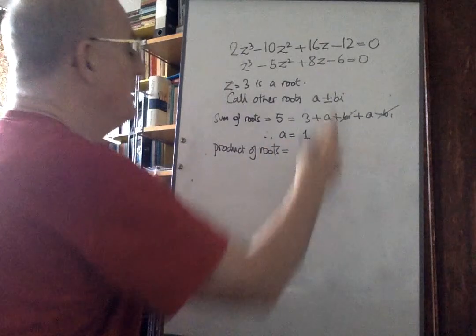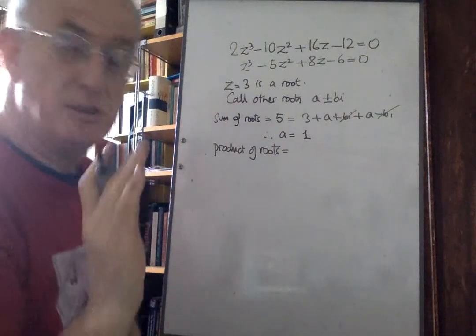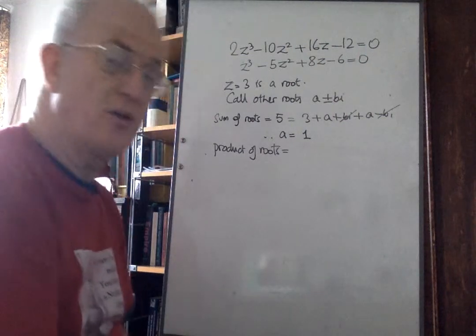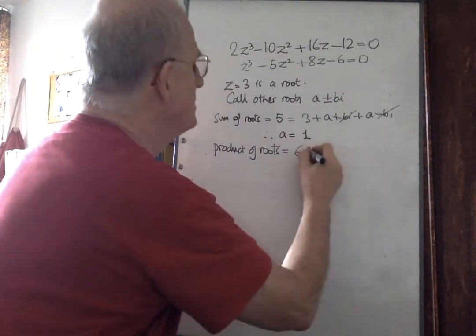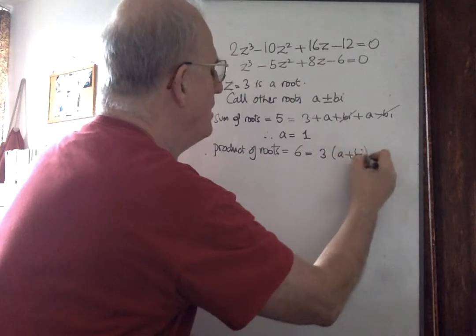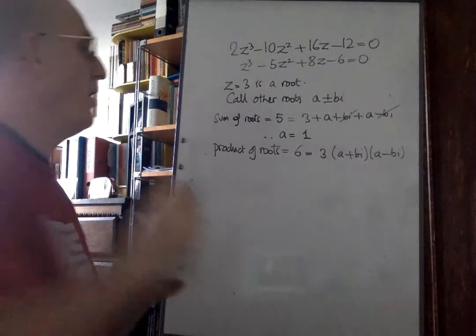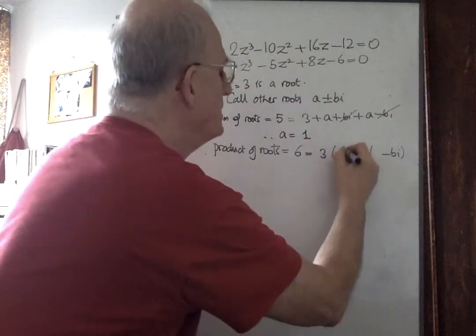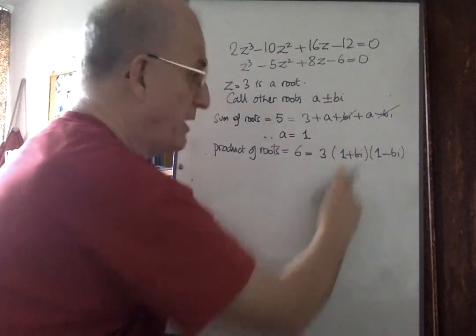The product of the roots here is plus 6 or minus 6. It's plus 6 because with the cubic, the product of the roots is minus the constant term. So 6 is equal to 3 times a plus bi times a minus bi. We already know what a is, so we can rub out a and replace it by 1. And we know how to multiply that out.